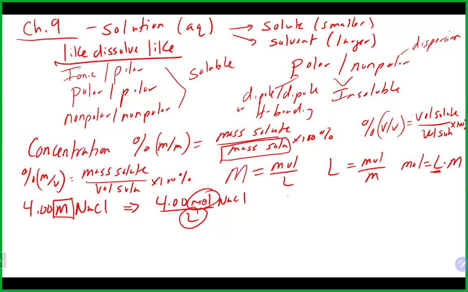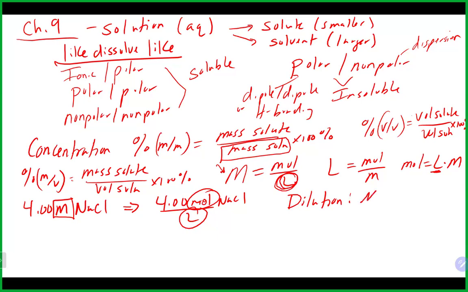Let's see here. We also talked about dilution, I think. And dilution is when we add more solvent. Because we add more solvent, the liters of solution gets larger, and that means the molarity gets smaller. So the molarity goes down because we're adding more solvent to this.